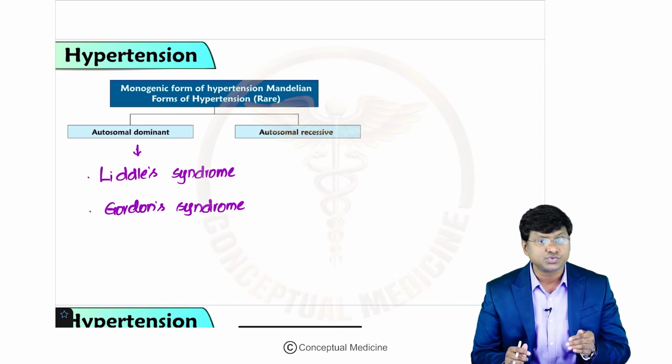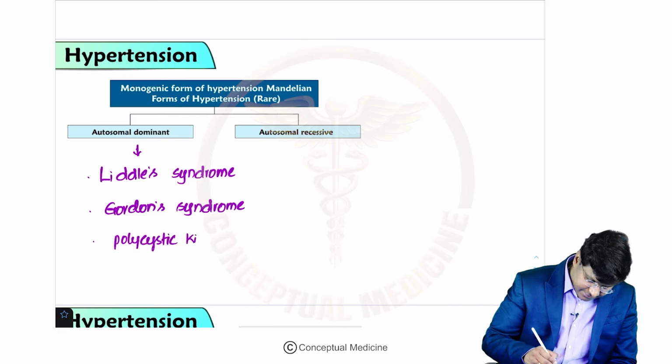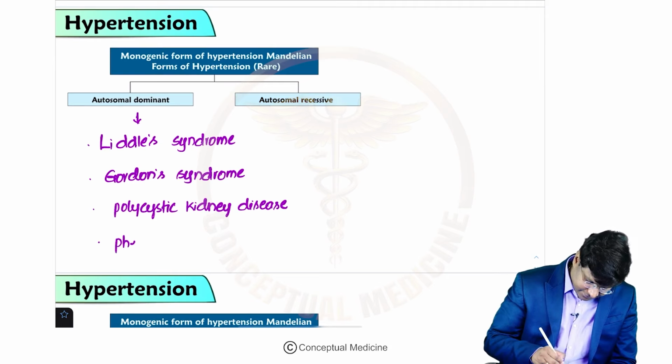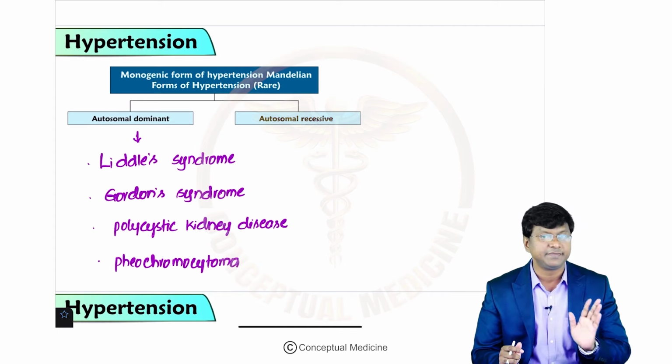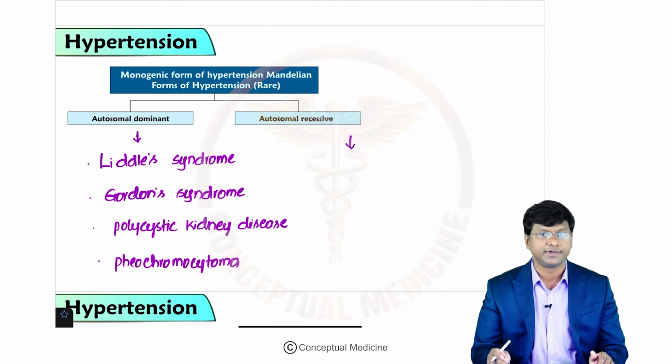And Gordon's syndrome is what? Pseudohypoaldosteronism type 2. Then followed by that, polycystic kidney disease, and lastly pheochromocytoma. So, these are the autosomal dominant causes for the development of hypertension. Next, you need to know the autosomal recessive causes for hypertension.